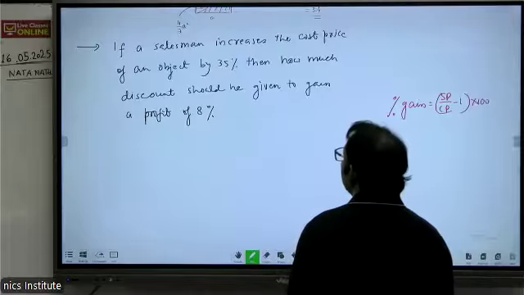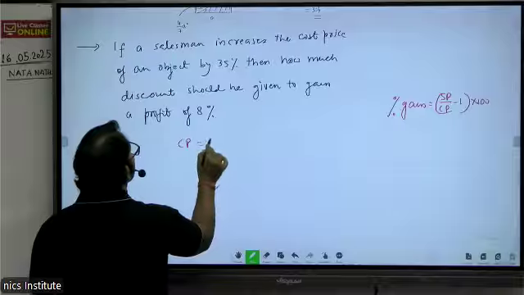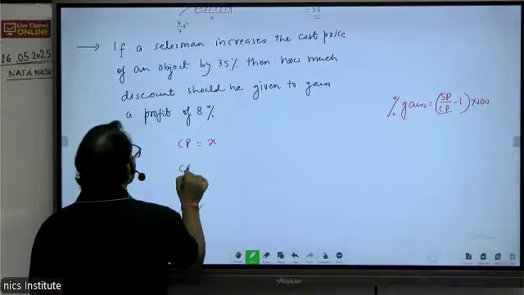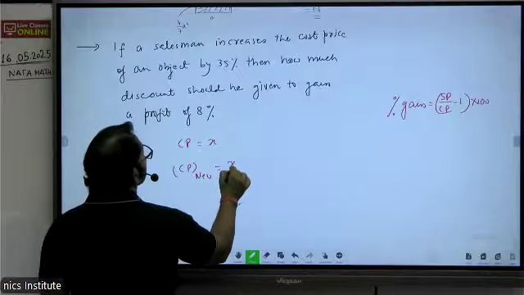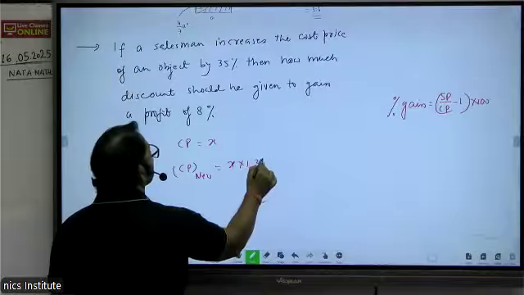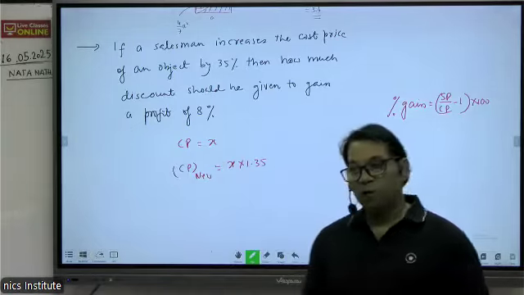Increase the cost price of an object by 35%. Suppose CP is X. So new CP would be how much? It has increased by 35%. That means X into 1.35. If you want to increase something by 35%, simply multiply by 1.35.